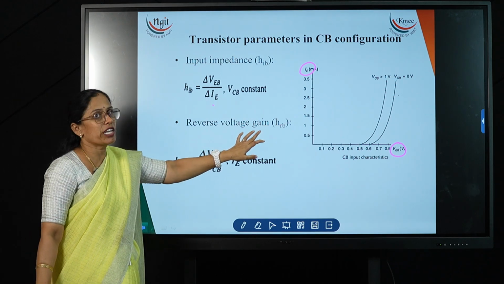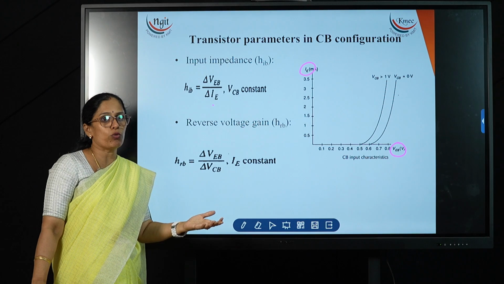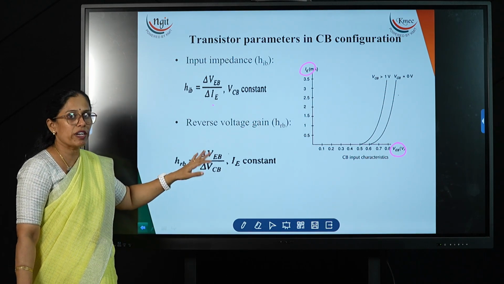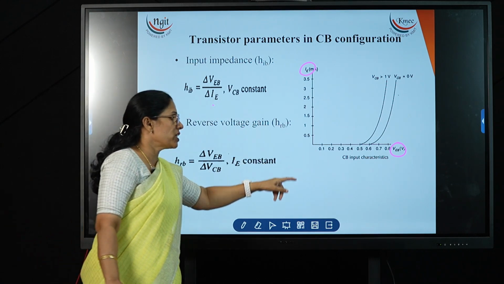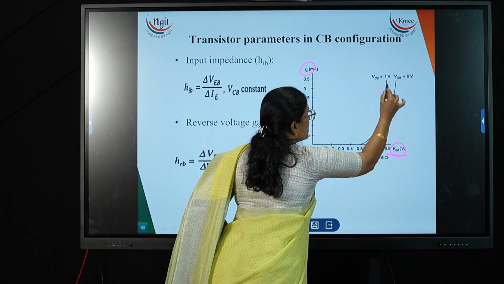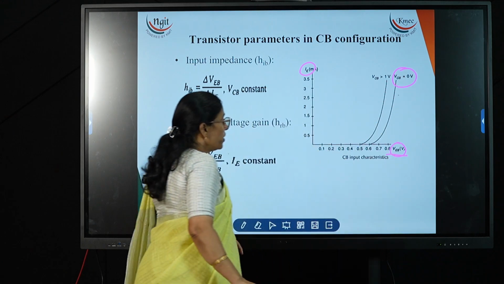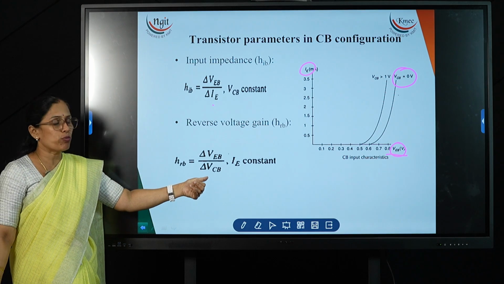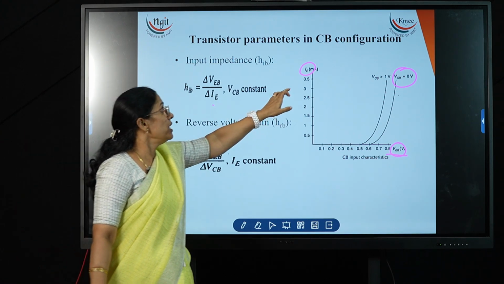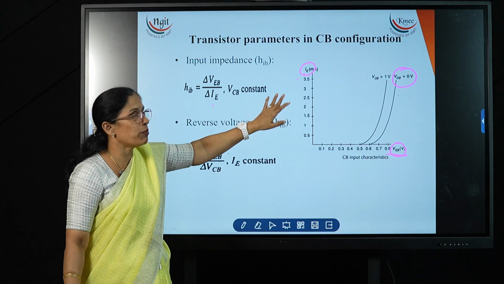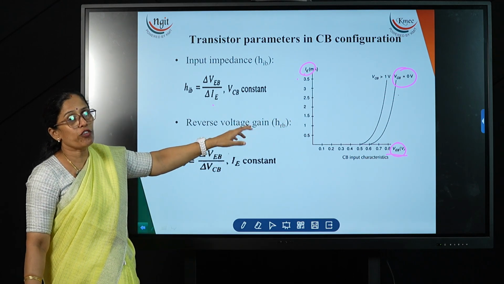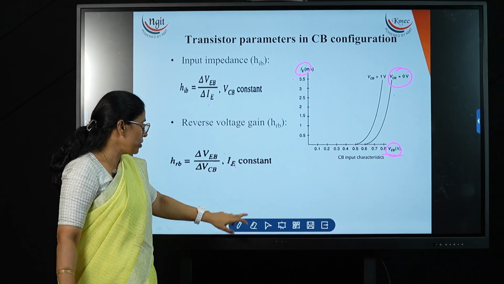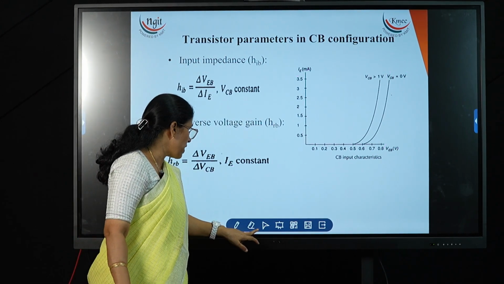Similarly, reverse voltage gain. Normally voltage gain means output voltage divided by input voltage. Here it is reverse, meaning input voltage divided by output voltage. Now from this graph, this is the input voltage and this is the output voltage. So if we take the ratio of change in input voltage to change in output voltage by keeping IE constant. Now here in this graph, three parameters are there. We are taking the ratio of two parameters and keeping another parameter constant. So IE is constant.